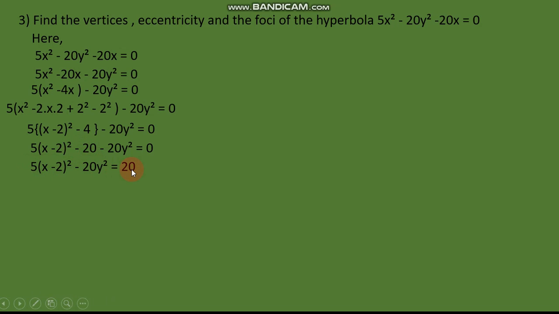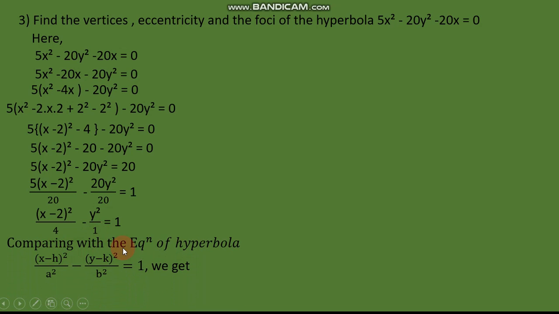Taking this −20 to the right, it becomes +20, and dividing both sides by 20, 20 divided by 20 becomes 1, but we have to write it in this form, so I have not cancelled it. Now look at it: 5 divided by 20... and 20 divided by 20 is 1.